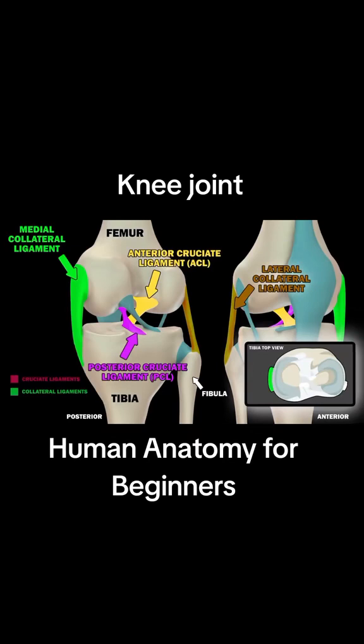Note that the medial collateral ligament is significantly wider than the lateral collateral ligament. Together, the medial and lateral collateral ligaments resist sideways movement of the bones relative to one another.